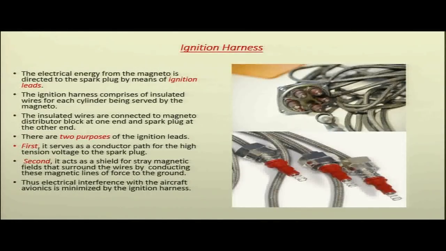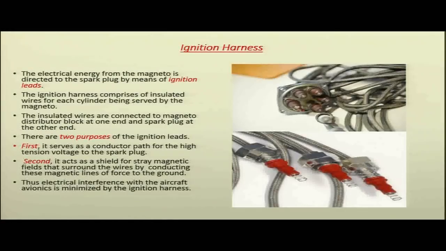The purpose of ignition leads is that it serves as a conductor path for the high tension voltage to the spark plug.